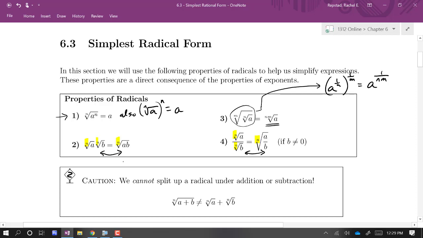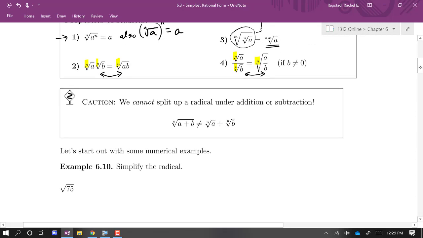Just a note of caution, we cannot split up radicals under addition or subtraction. We've learned this in previous semesters, but this is just an important thing to keep in mind whenever I am working with either exponential or radical expressions and I see addition or subtraction. I just make myself slow down and not do something silly like split up a radical over addition.